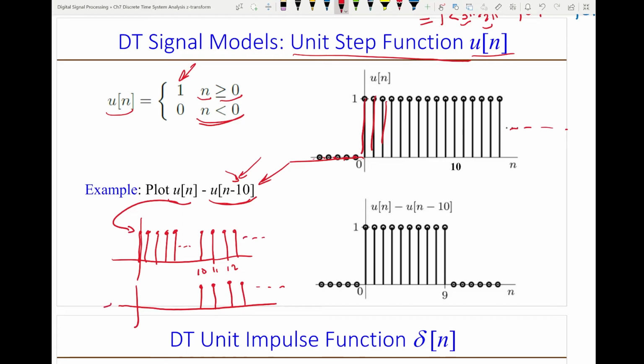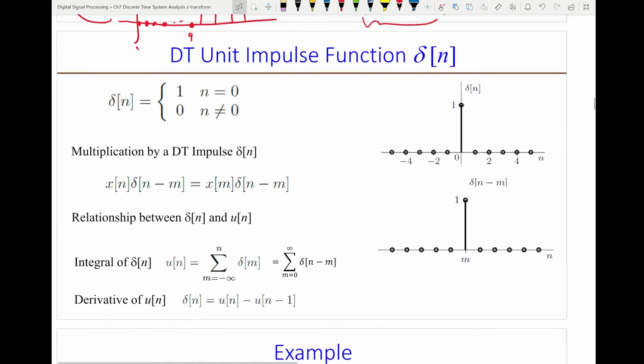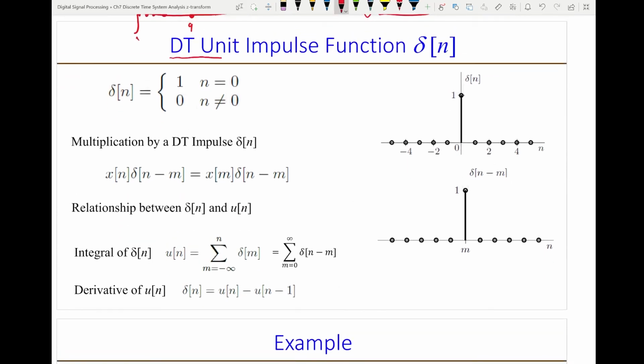So when I subtract this signal from this signal, all these samples will cancel. The only samples that will survive are all these samples up to the 9th sample, because this is all zeros up to the 9th. So this will cancel and this will survive, and that will be this unit pulse function. And we will see different applications of a unit pulse function. The next function, a very popular one, is the discrete time unit impulse function, delta n.